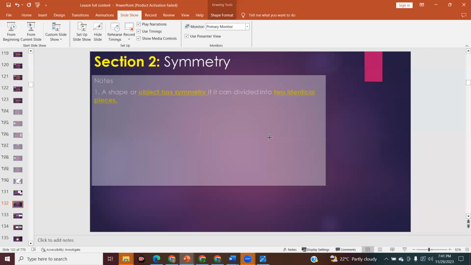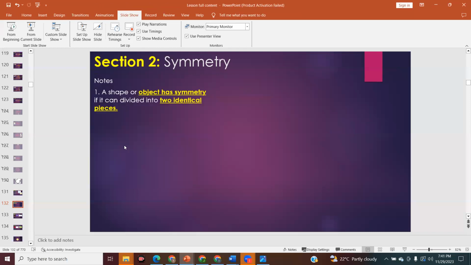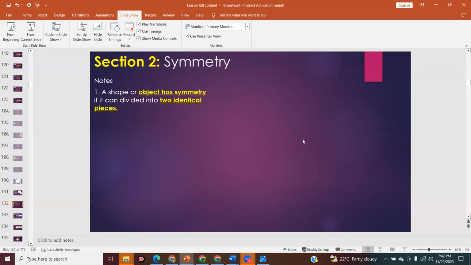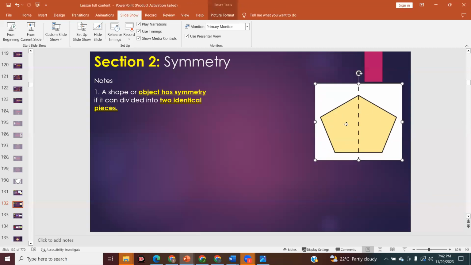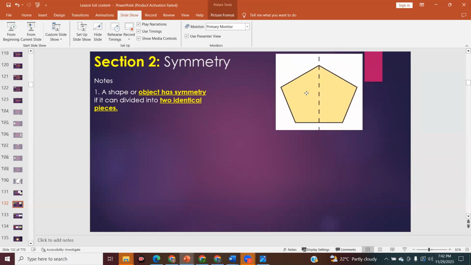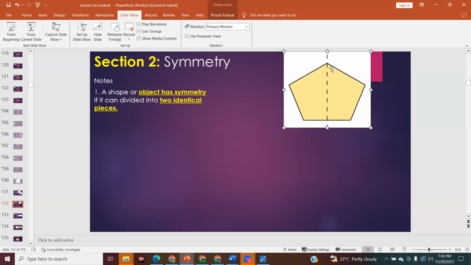So that's what we mean by a shape having symmetry. It can be broken down into two identical pieces. Both sides are the same. They look the same. That's what we mean by something being symmetrical. So this shape, would you say it is symmetrical or no? Yes, sir. Yes, it is definitely symmetrical. And what do we call this line in the middle that divides it into two identical pieces? What do we call that line?